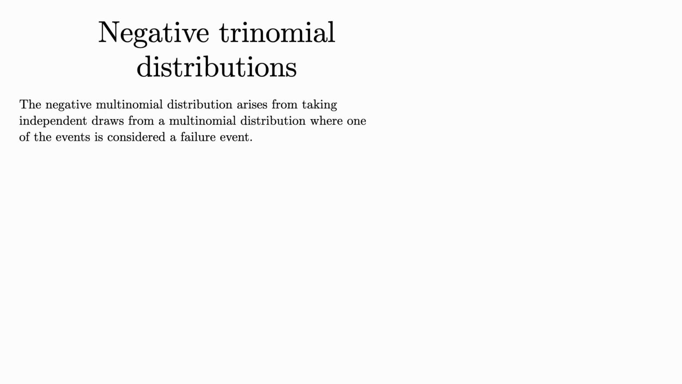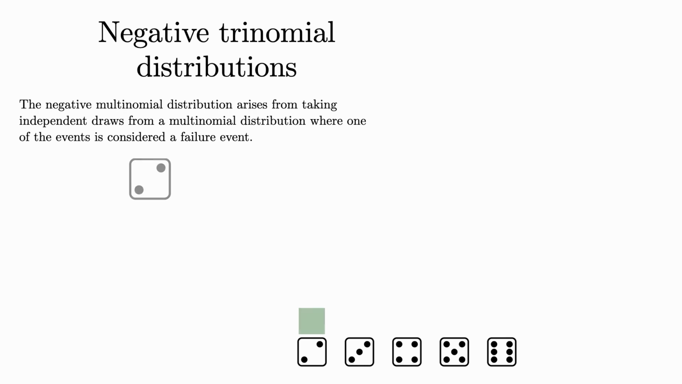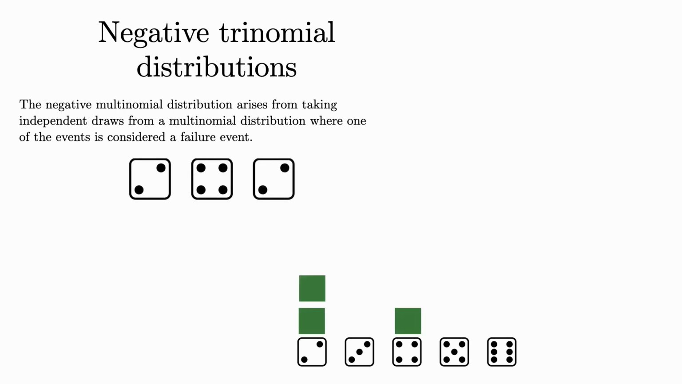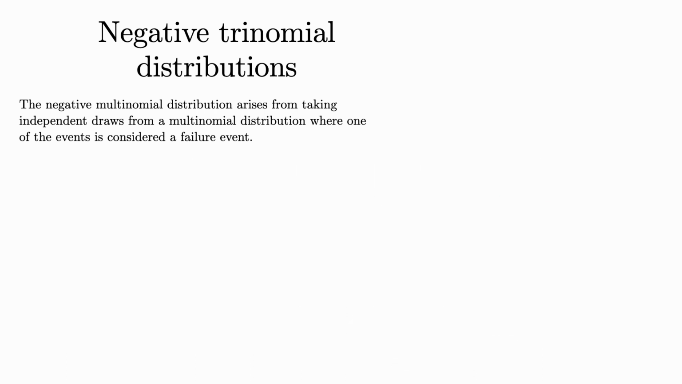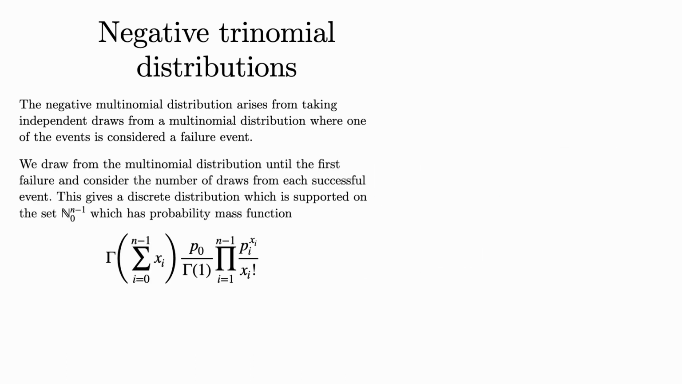The negative multinomial distribution arises from taking independent draws from a multinomial distribution where one of the events is considered a failure event. For instance, if I roll a dice repeatedly until a 1 comes up, the number of rolls of 2 through 6 before the first 1 follows a negative multinomial, which in this case is a negative sextinomial. This gives a discrete distribution which has the following probability mass function.